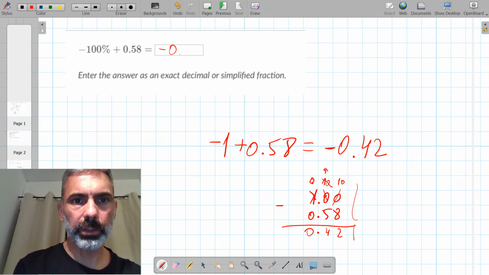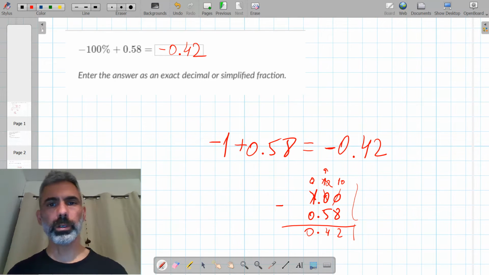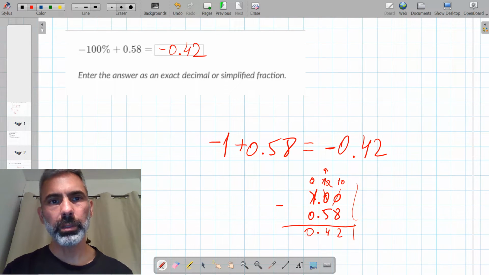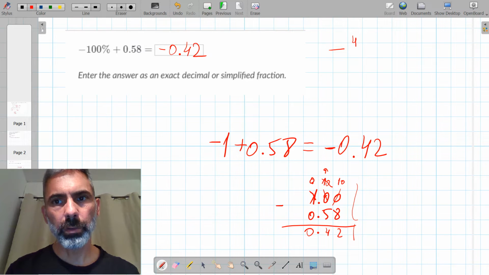So the answer is minus 0.42. Enter the answer as a decimal or simplified fraction. So it can be either minus 0.42 or minus 42 hundredths.